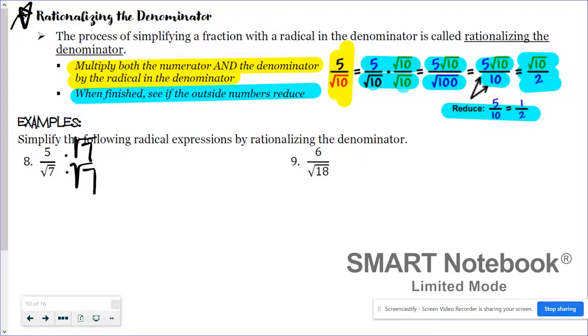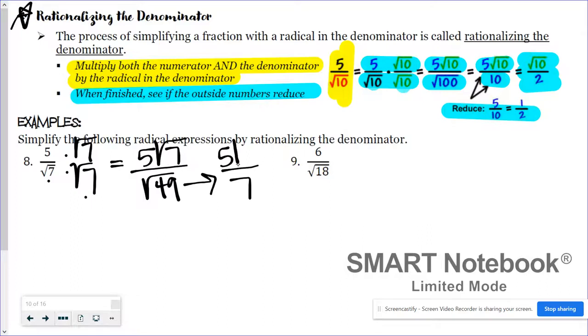Now on top, I can't mix an insider and outsider, so I simply get 5 root 7. On the bottom, square root of 7 times the square root of 7, well, that's the square root of 49, which honestly, let's face it, is just 7. So it seems kind of silly to go doing this whole middle step when I can just go from square root of 7 times square root of 7 is 7. You can totally do that, okay?